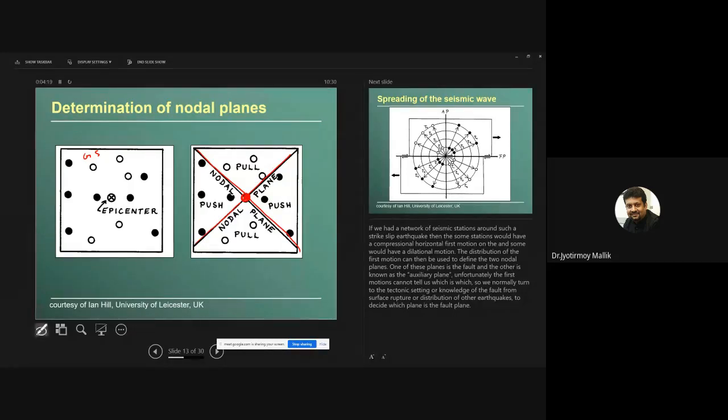And then, of course, one of them will be my actual fault plane. The other one will be my auxiliary fault plane. But we don't know which one is what. But we can at least say that either the fault plane is northeast, southwest trending, or the fault is northwest, southeast trending. That much I can tell.